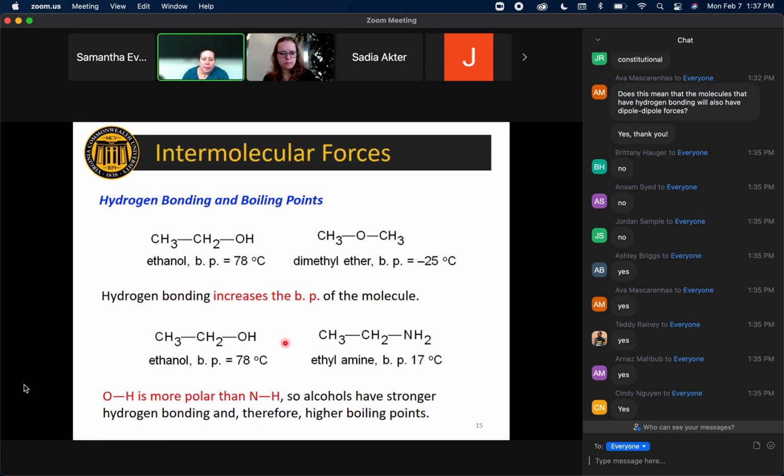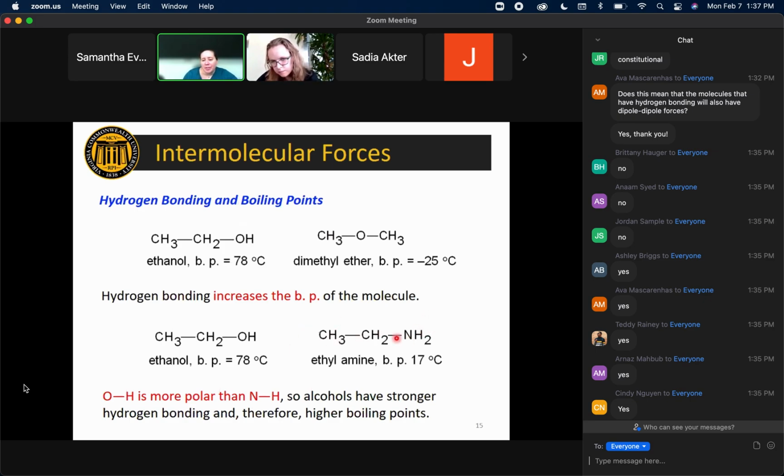Okay, so here's another comparison for you guys. We're going to look at ethanol, which is the same alcohol as what we looked at up here, versus ethylamine, where we have a nitrogen and NH2 group replacing the OH group. It turns out that in this case, the OH is more polar than NH. That should make sense because oxygen is more electronegative than nitrogen. So the delta positive on the hydrogen on ethanol is going to be more than the delta positive on the hydrogen that's on nitrogen.